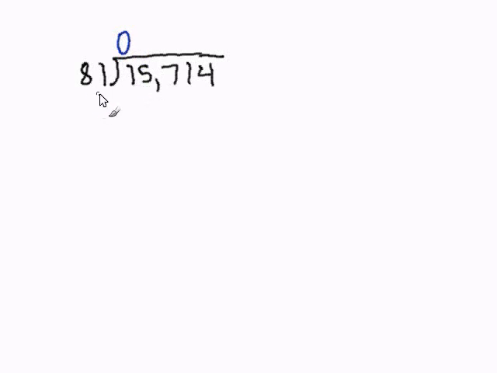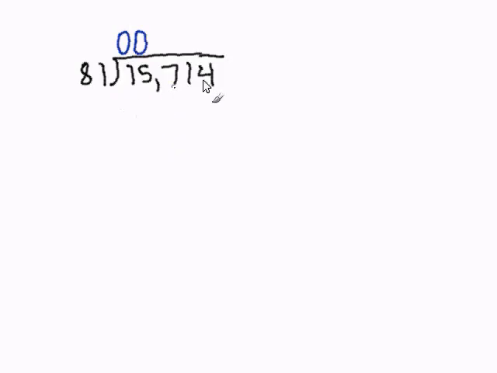And then 81 goes into 15, and it can't, so I'm going to put another 0. Now I have 81 goes into 157. And sometimes with such large numbers, it's hard to figure out what that is. What I like to do is block out the last digit from each number, and then ask myself how many times 8 goes into 15. And 8 goes into 15 one time.